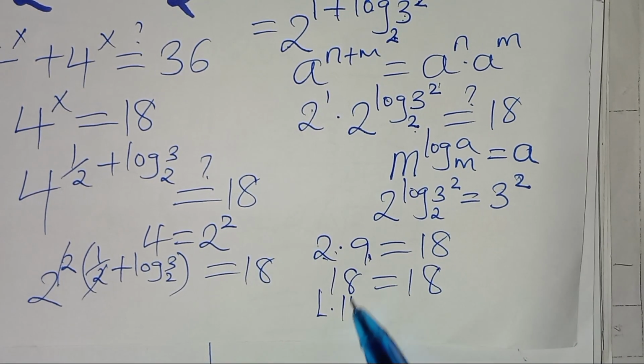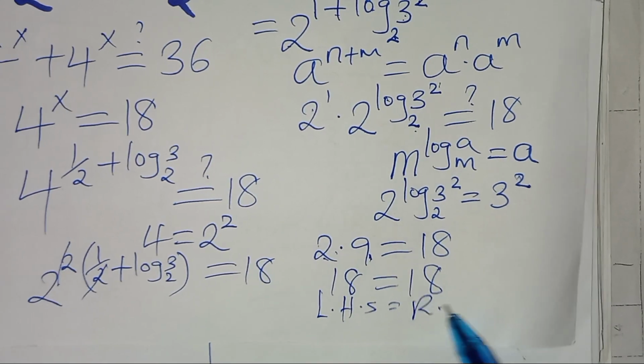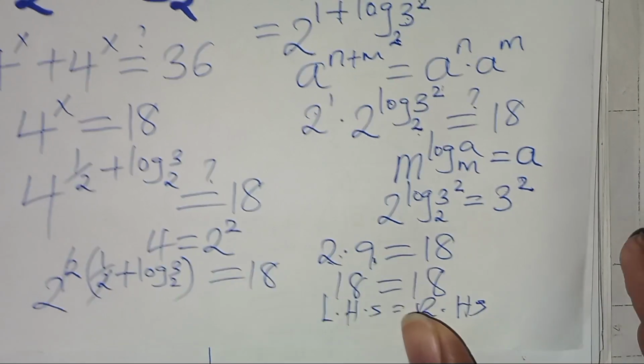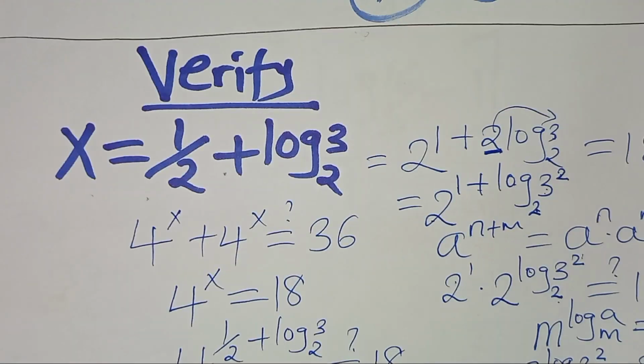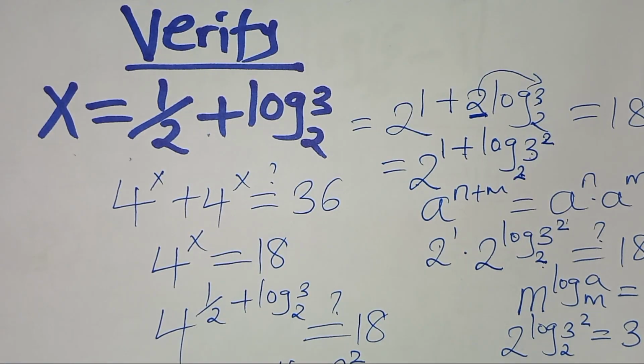That means that the left-hand side is equal to the right-hand side. And that means that the value of x, which is a half plus log 3 to base 2, actually satisfies the equation.